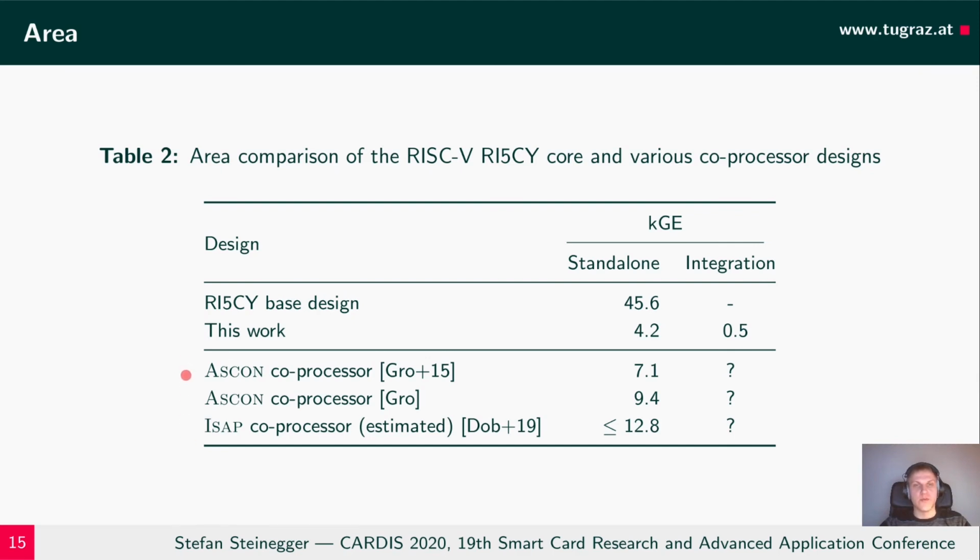To put this into perspective to related work, there are two Ascon coprocessors out there, and they use 7.1 and 9.4 kilogate equivalent. However, that doesn't include the integration cost that would be necessary. Compared to the Isap coprocessor, the area is only estimated, and it is specified as smaller than 12.8 kilogate equivalent. So overall, you can see that our work and also the reuse of the CPU register files can result in quite a difference in terms of overall area.